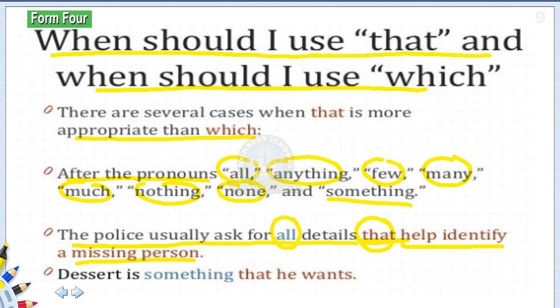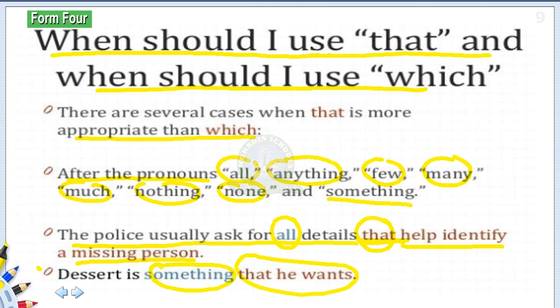And you see here all, how are you going to use? You're going to use that. Remember, after the pronoun is all, anything, few, money, much, nothing, none, and something. If you see this one, you're going to use that. Another example, dessert. Do not say dessert. Dessert is something that he wants. Okay, something. Here is something. And we're going to use that.